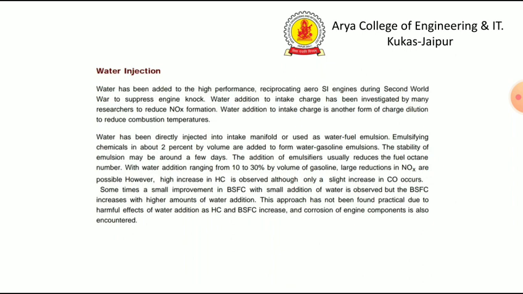The addition of emulsifiers usually reduces the fuel octane number, with water additions ranging from 10 to 30% by volume of gasoline. Large reductions of NOx are possible. However, a high increase in HC emissions is observed, although only a slight increase in CO occurs. So this is the use of the water injection system. So these are the add-on techniques used for the reduction of emissions in the SI engines.